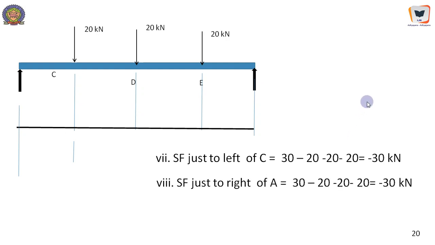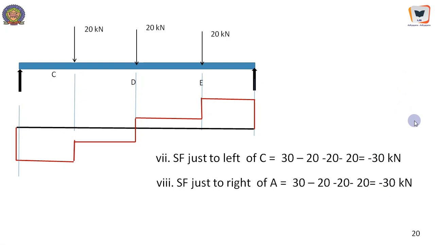Okay, therefore a plot would look like this. A very important thing to be noticed is at the end we will get the ordinate. This value should be equal to the reaction value. So that is equal to, of course, with a negative sign, and the reaction here is 30 kilonewton. Therefore we have got minus 30 kilonewton.